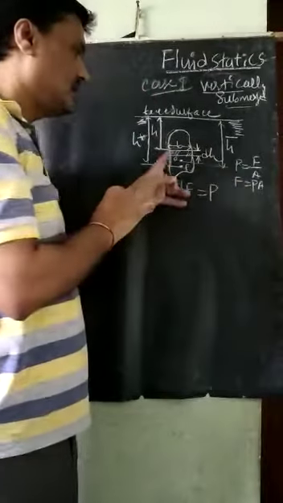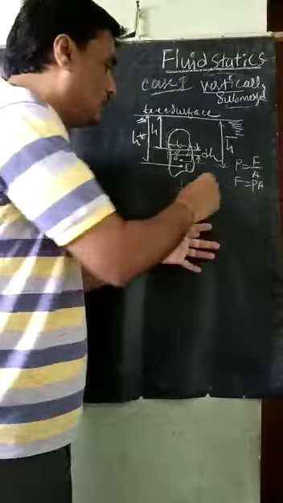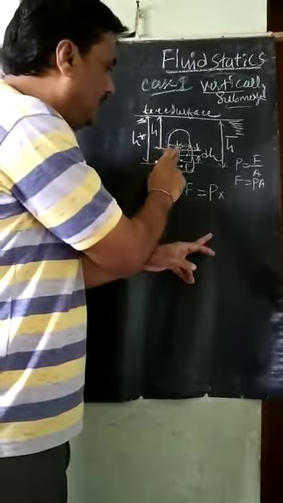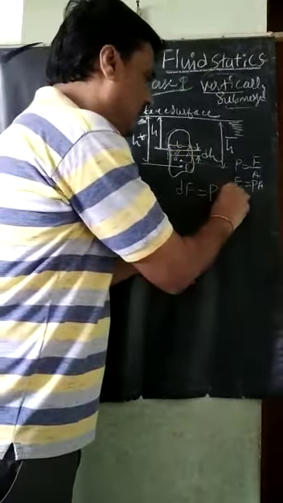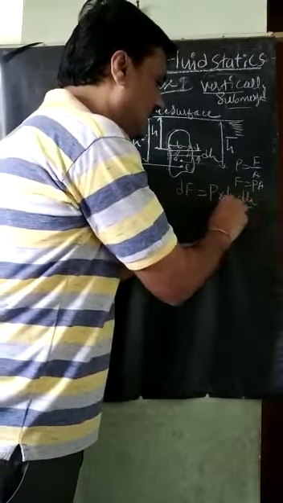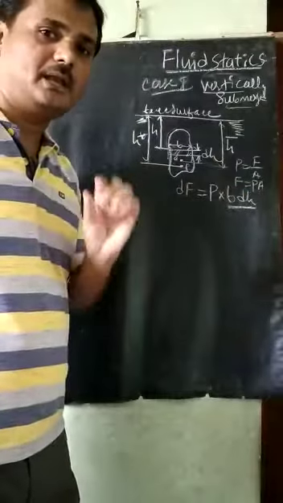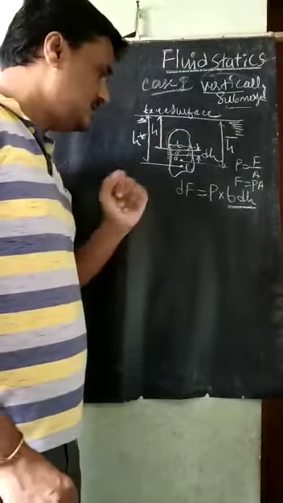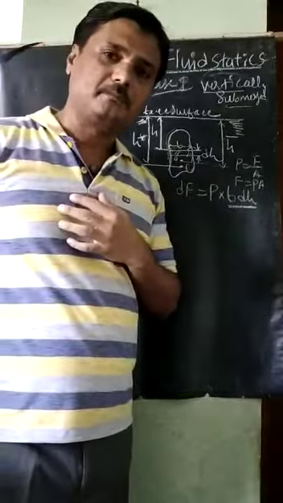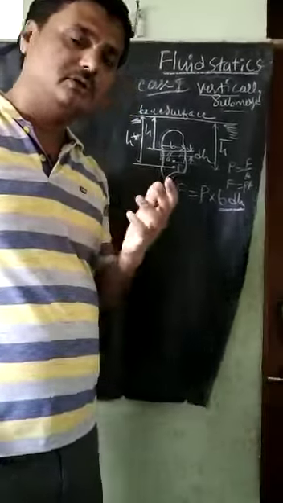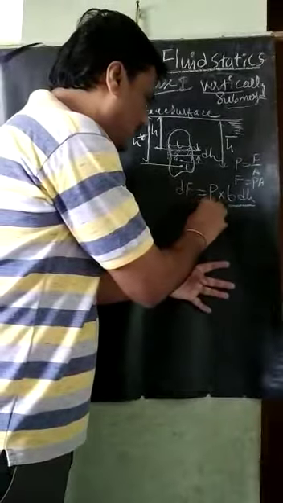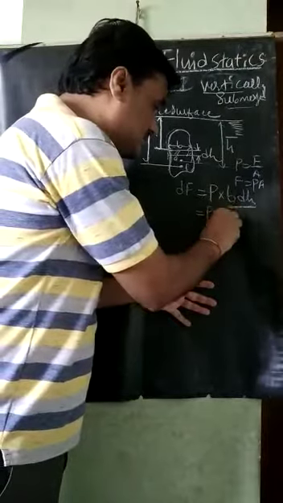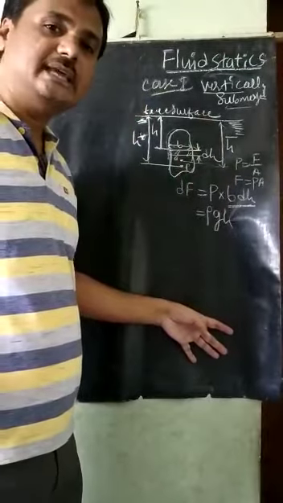on that small elemental body into the area of that body. What is the area of this body? b into dh. This is the area of the small elemental strip on this surface. Now what is P? P is the static pressure. By the hydrostatic law, we know this P value is rho, the density of the fluid, into g into h: rho g h.